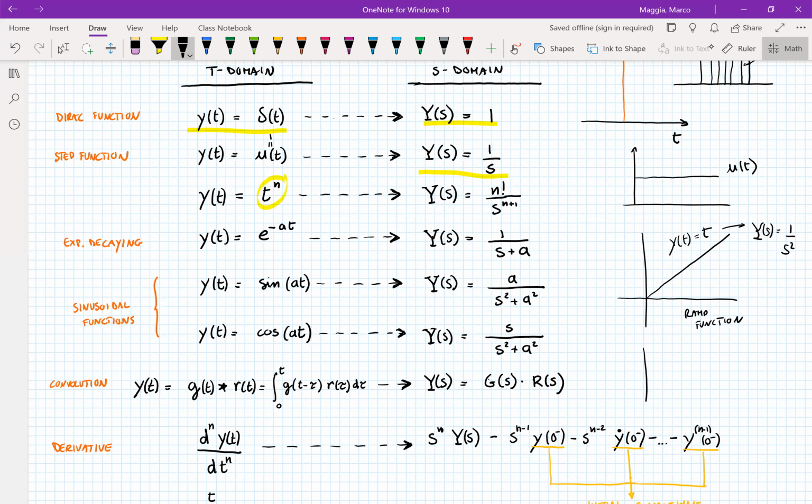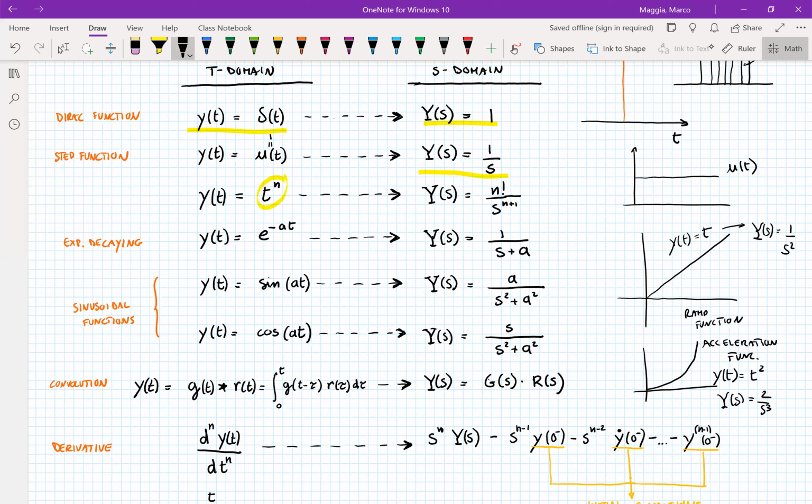We can have a parabola, but in control, this is known as the acceleration function. And in the time domain, it is proportional to time squared. So if we just have time squared, then in the S domain it is equal to 2 over s cubed.